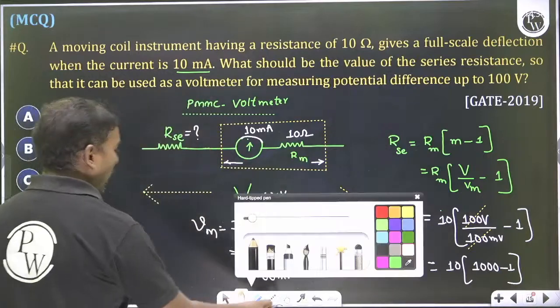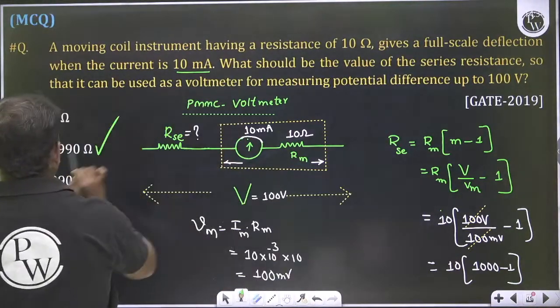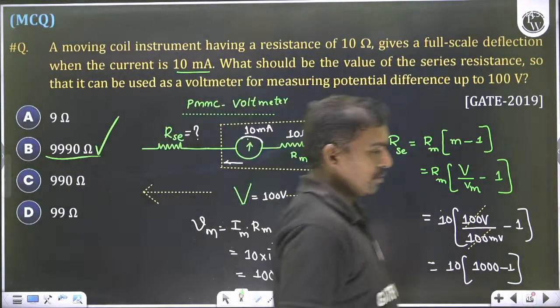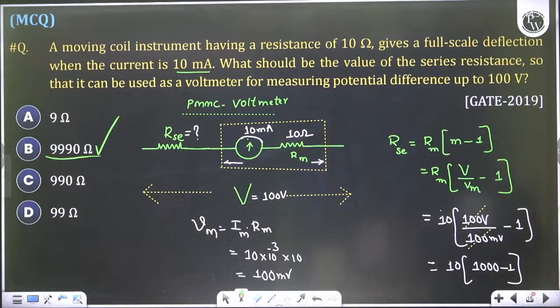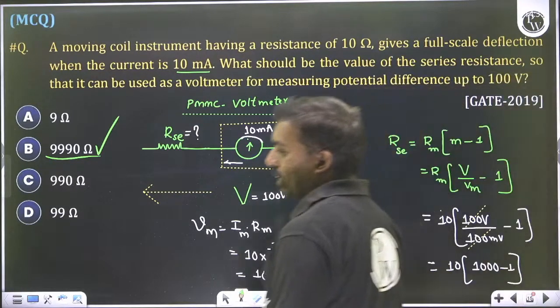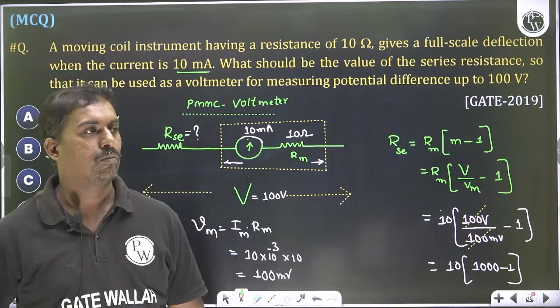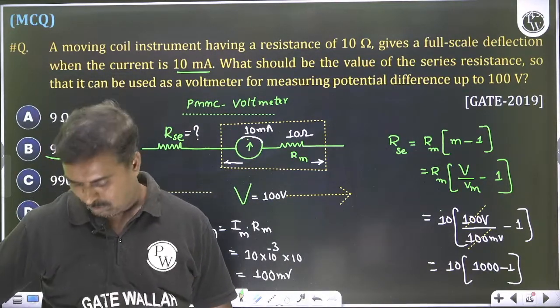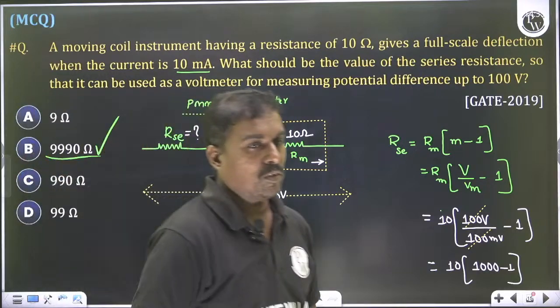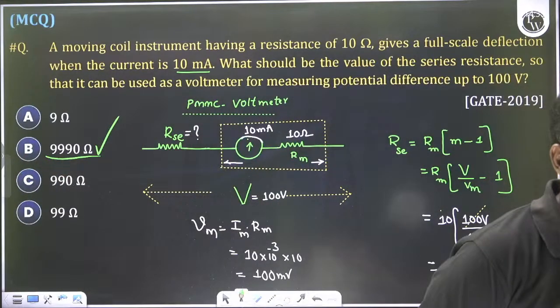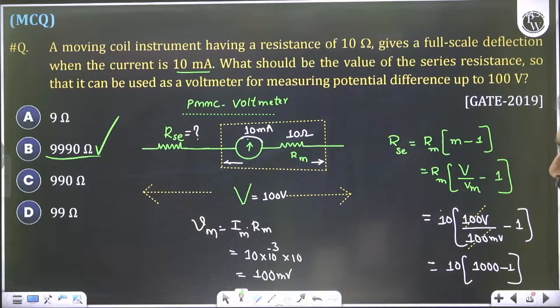So option B is the right answer for this question. 9990. Very good question, because people will think of it as an ammeter, but the question asked for range extension of the voltmeter. So the correct option is option B.